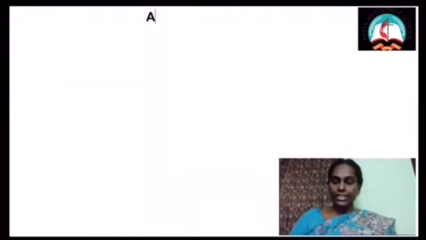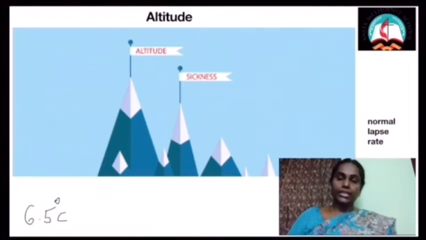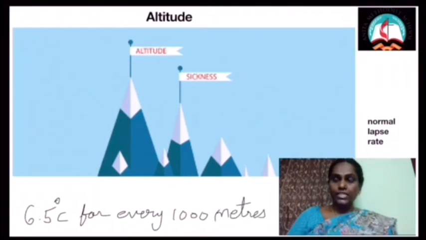Then, altitude, which means a place that is high above sea level. When the altitude increases, the temperature decreases. Temperature decreases at the rate of 6.5 degrees Celsius for every 1000 meters of ascent. It is called normal lapse rate. Hence, places in the mountains are cooler than the places on the plains.